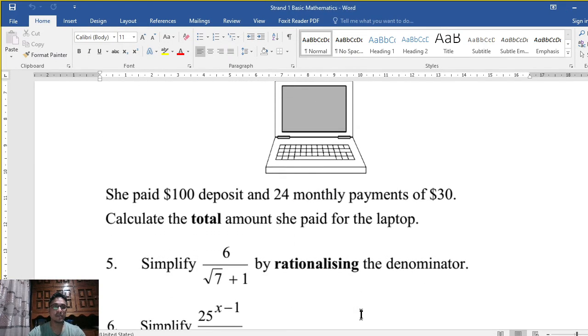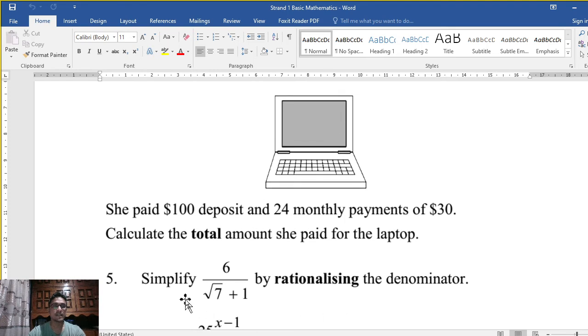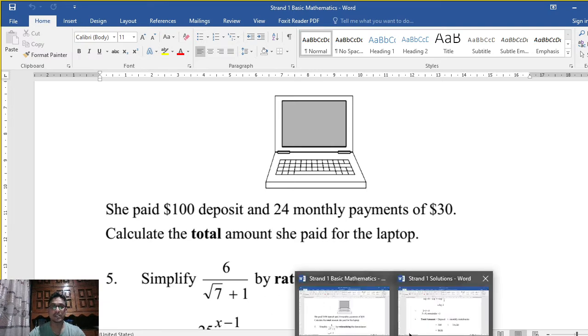Number 5, it says simplify 6 over root 7 plus 1 by rationalizing the denominator. I hope you can recall what rationalizing the denominator means. Right? You have to multiply this with the conjugate. Right? Root 7 plus 1. What's the conjugate of this? Root 7 minus 1. So let's see how it's done.